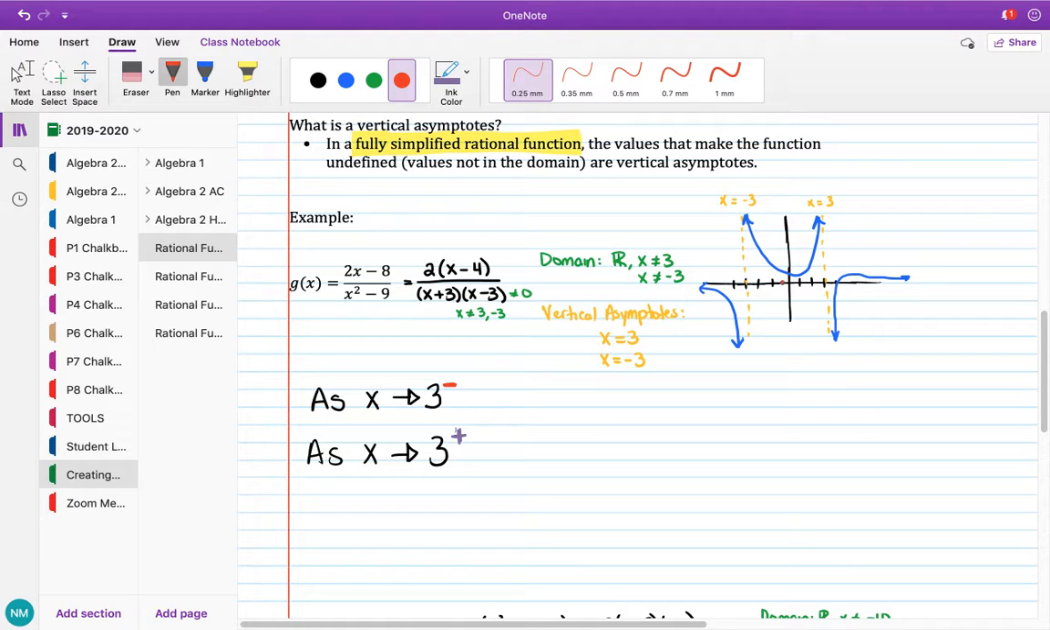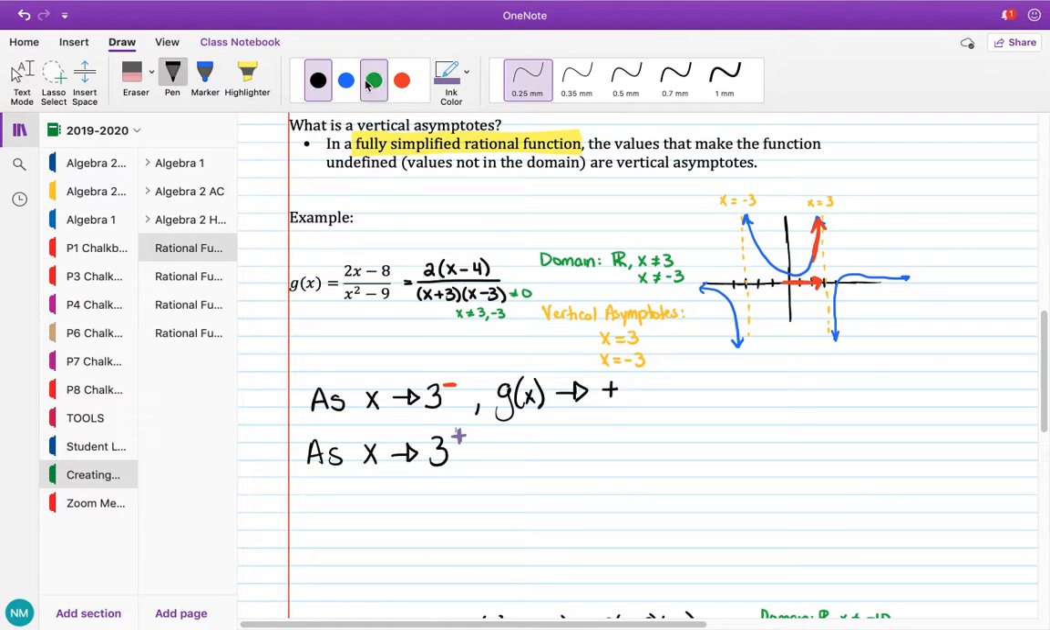So as x approaches 3 from the negative end, so from the left, the function, is it going towards positive infinity or towards negative infinity? Well, this one is going to go towards positive infinity because you see how it's going up here? So as it goes from the left, it goes to positive infinity. So as x approaches 3 from the negative end, what happens? G of x, this is g of x, approaches positive infinity.